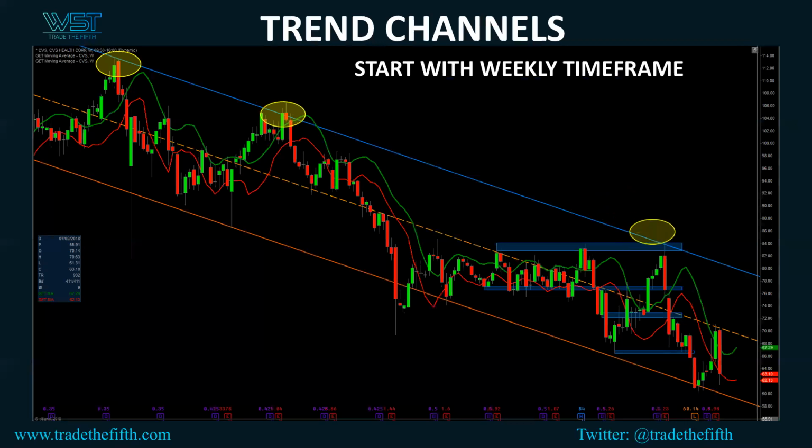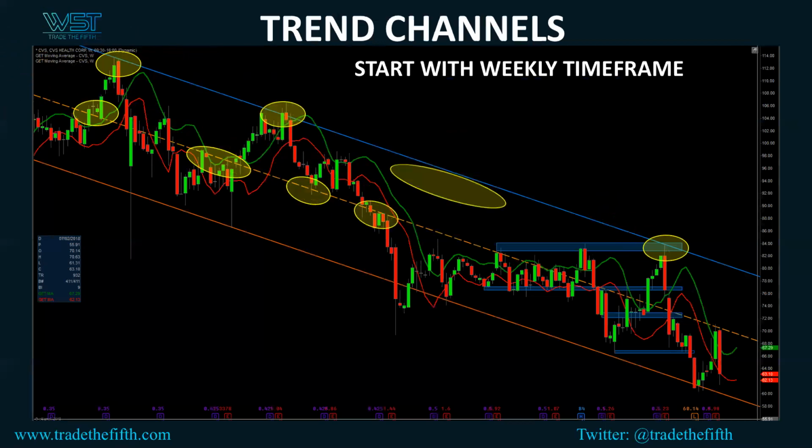Okay, so we can see here the main points on the channel to draw that first line. And then the center line, we're looking for really strong support and resistance zones all the way down. And that will affect how we actually draw that trend channel.